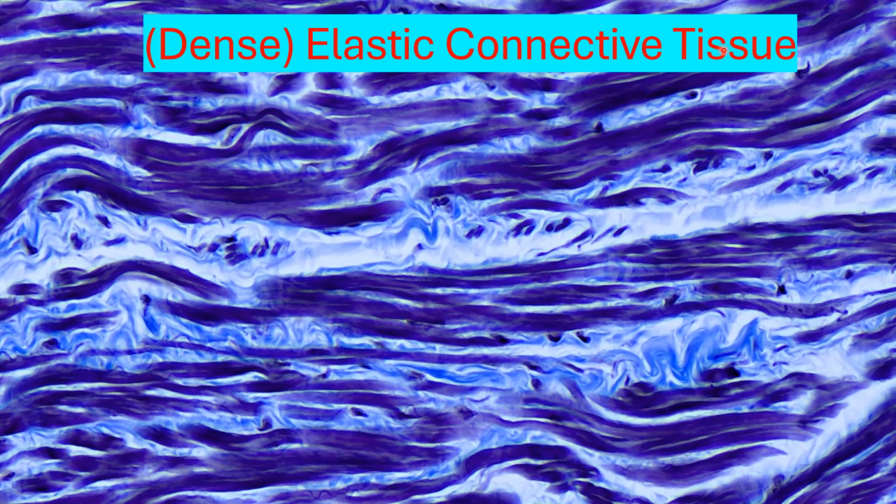So if you thought dense, regular connective tissue, you're mostly correct in this case. This is just a different type of stain where we see the collagen fibers, but also we can see elastic fibers. In this case, we have elastic connective tissue. It's a type of dense connective tissue, but we see a good quantity of elastic as well as collagen fibers to give us both the tensile strength and the elastic resistance to that tissue type.